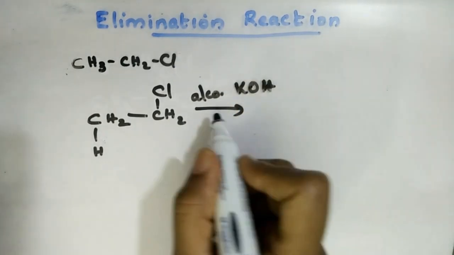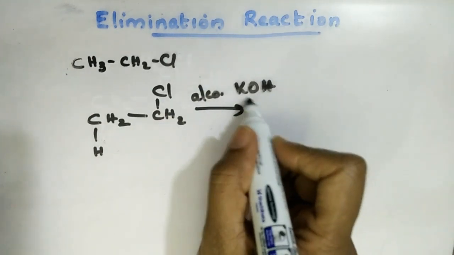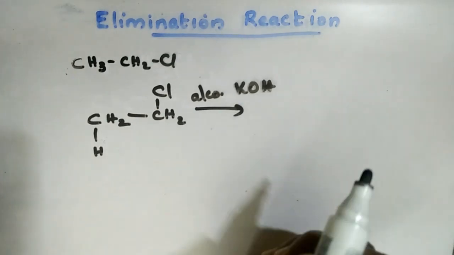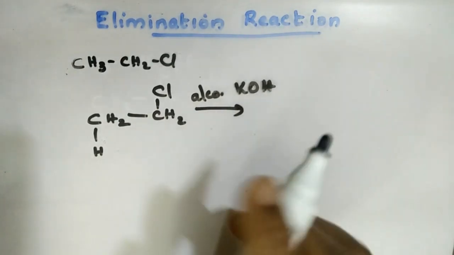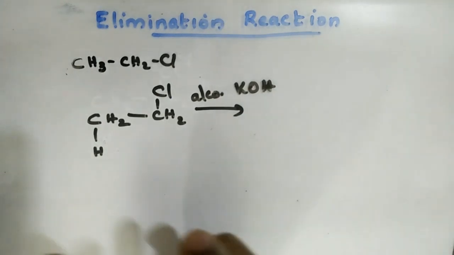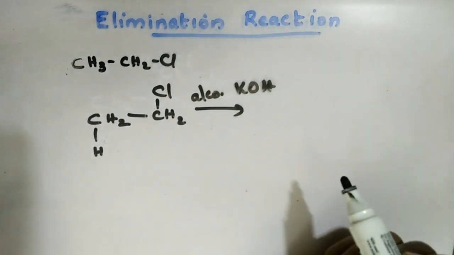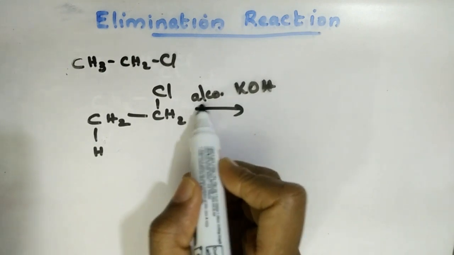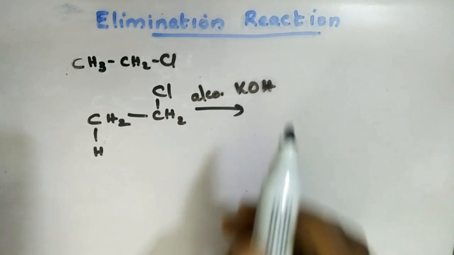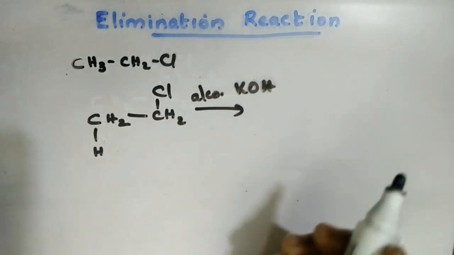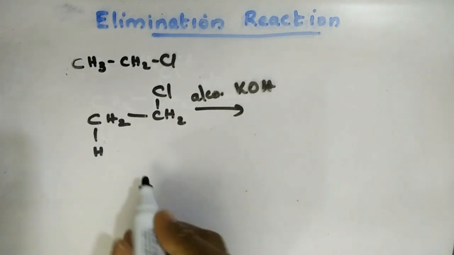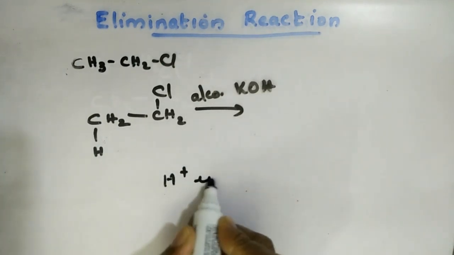Due to the presence of alcohol, the KOH will act only as a base and not as a nucleophile. If we take KOH, that is potassium hydroxide, as such, it will act only as a nucleophile and undergo nucleophilic substitution reaction. The presence of alcohol makes potassium hydroxide a bulky group and it acts only as a base and undergoes elimination reaction. And what is the purpose of base here?